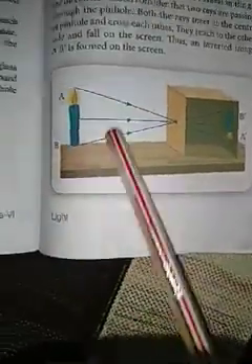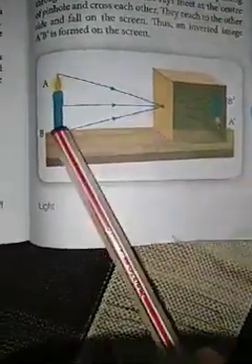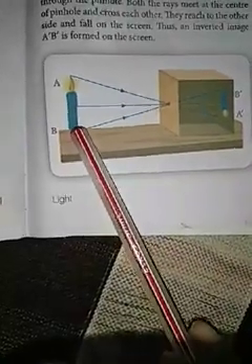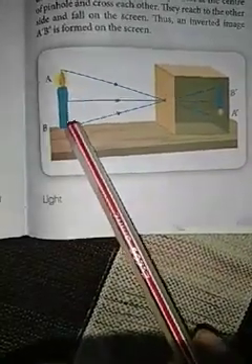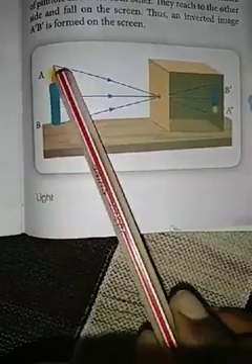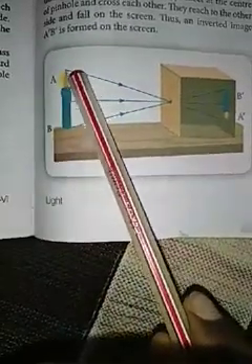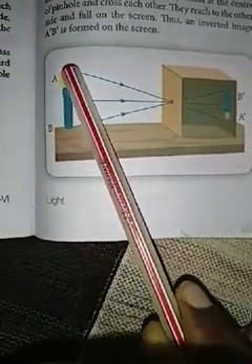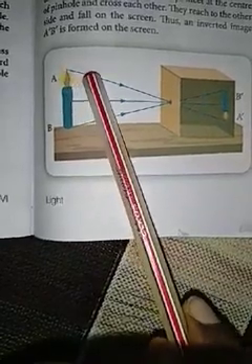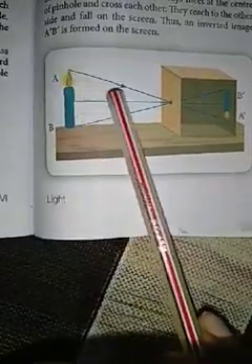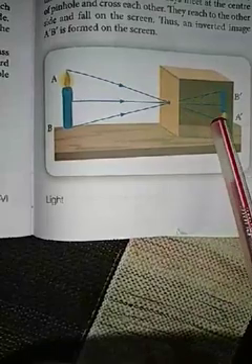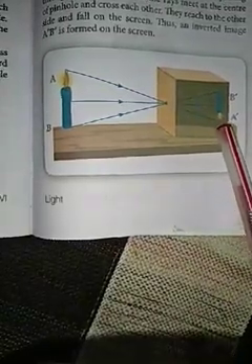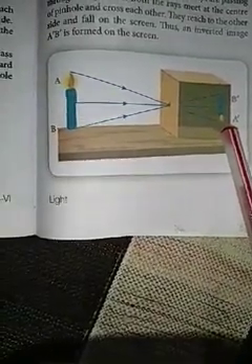Suppose a candle AB is kept. This is a pinhole camera, and the second burning candle is placed in front of the pinhole camera. Now light rays from the top of the candle, from the top of the flame, that is from the point A, pass through the pinhole camera and fall on the screen.